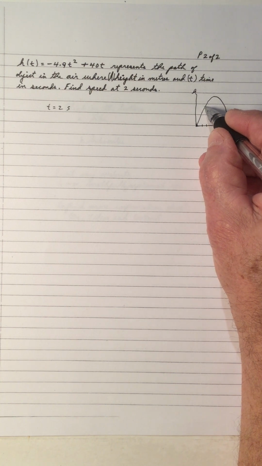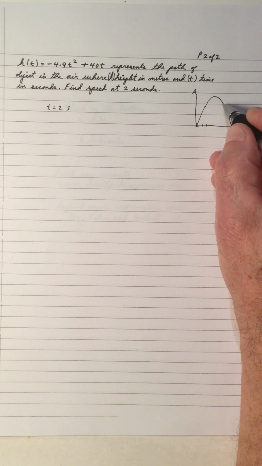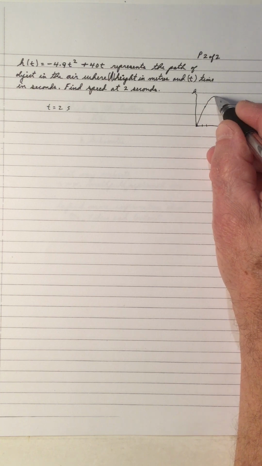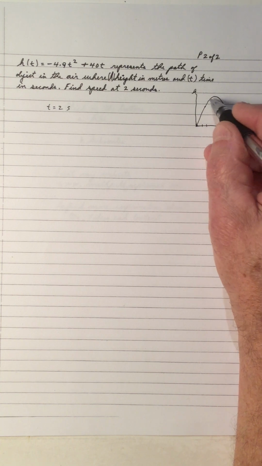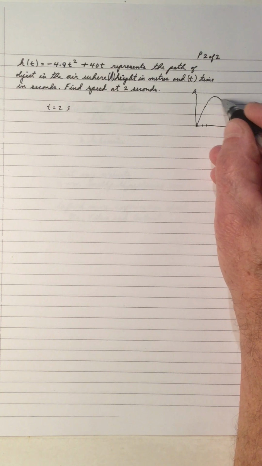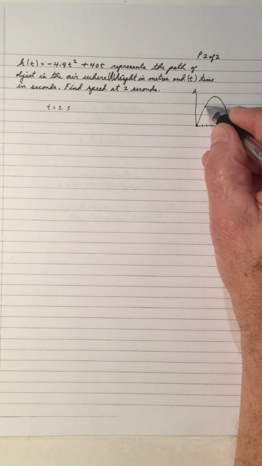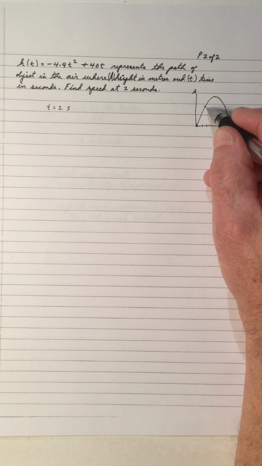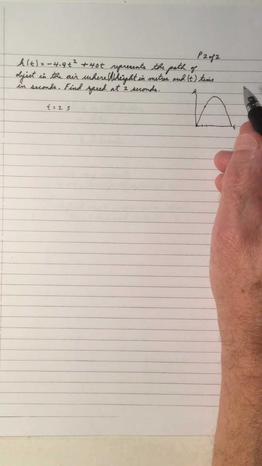This 2 seconds could be right there, it could be over here, it could be here at the vertex, or here. But let's see what it is. Now we have 2 seconds.